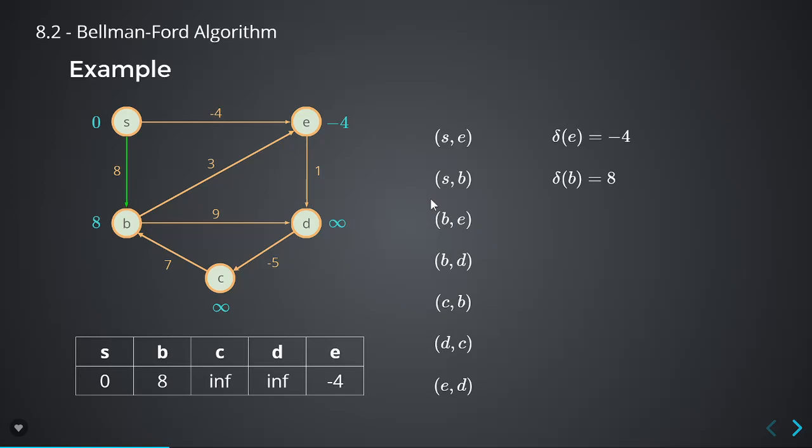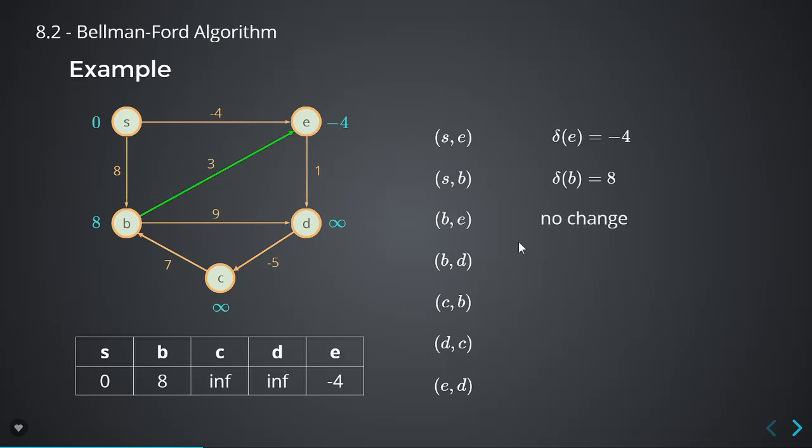And will that help us in any way? Well, it costs 3 to go from B to E. And it costs 8 to go from S to B. So if I go SBE, it will cost me 11. But I can already go to E at a cost of -4. So who cares about SBE? It's not going to do anything.